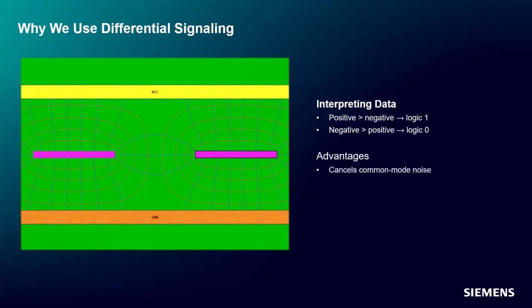This approach has several major advantages. First, it improves noise immunity. Any noise that affects both lines equally, also called common mode noise, gets canceled out when the receiver takes the difference. Second, it reduces electromagnetic interference, or EMI, because the currents in the two lines flow in opposite directions, minimizing radiated emissions. And third, it allows for more reliable detection at high speeds, especially when signal amplitudes are small. Differential signaling is one of the key reasons why modern SerDes systems can operate at such high data rates.